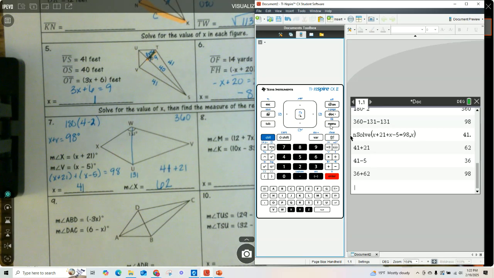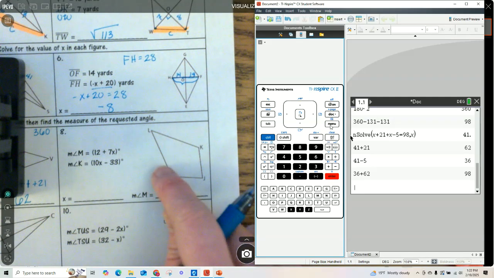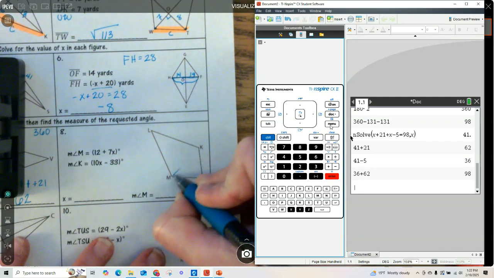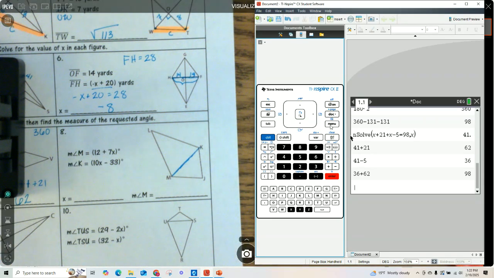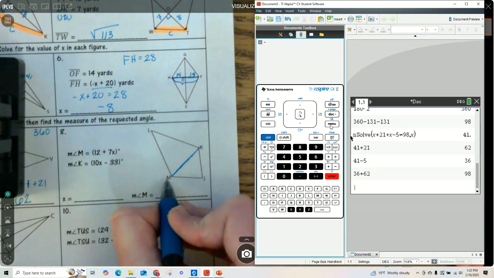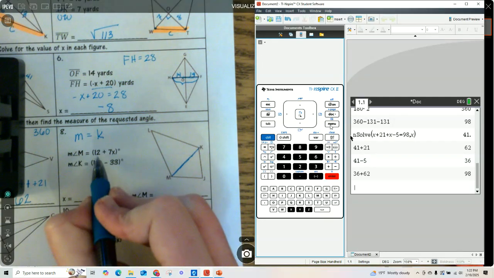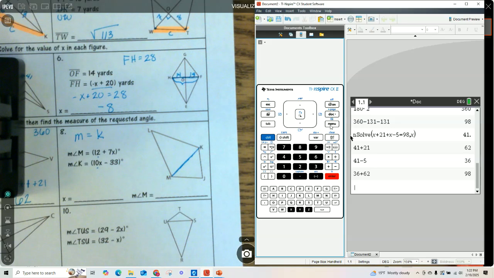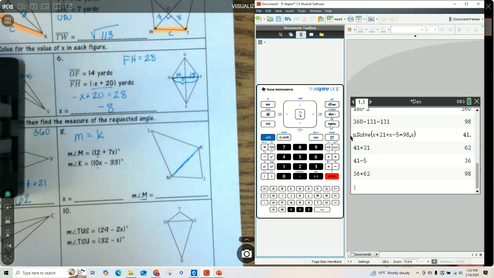All right, on number 8, they give me M and K. So if I connect those, if I draw that diagonal in there, is that the long or the short diagonal? That's the short one, which means M equals K. I can take this and I can set it equal to that. This one's the value of M. Take whatever your x value is, plug it in there for M.